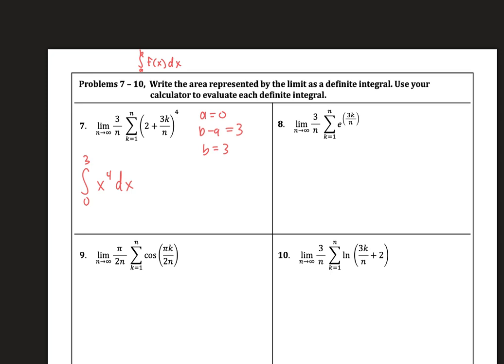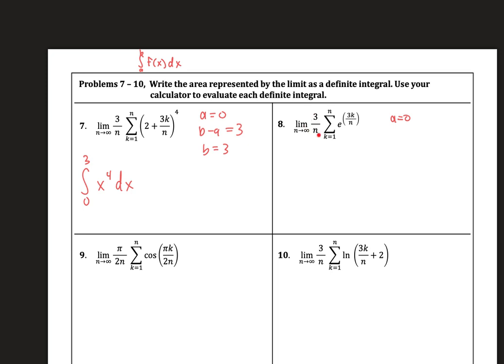Okay, so next one. Start out with a. You've got to pay attention to this thing that looks like it's inside of a function, or really anything that has a k in it. Anytime you see a k, you're going to get an x in the function. So here we look at this 3k over n. There's nothing added, so we'll say a is 0.